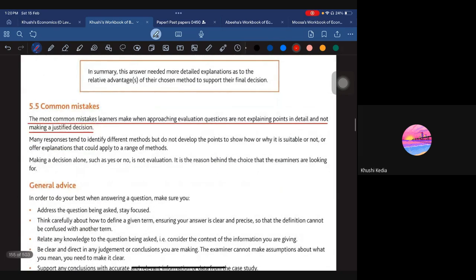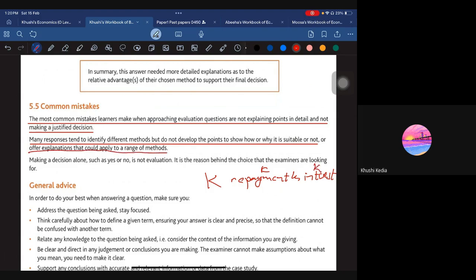Then the second mistake, many responses tend to identify different methods, but do not develop the points to show how or why it is suitable or not. So if you're writing knowledge of repayment and interest, these are both considered points of knowledge, and there is no analysis there. Or they offer explanation that could apply to a range of methods.